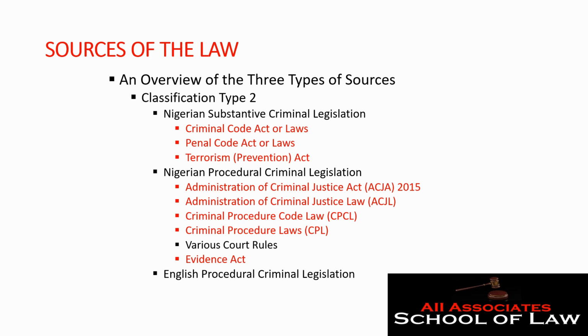Now we have the ACJA for all of Nigeria at the federal level and for the FCT, and the ACJL at the state level for states that have domesticated the federal legislation. However, since not all states have domesticated it, some states still have procedural laws based off the CPC or the CPA. And what I mean by based off is that those laws are reenactments of the CPC or the CPA, depending of course on whether the state is in the North or the South.